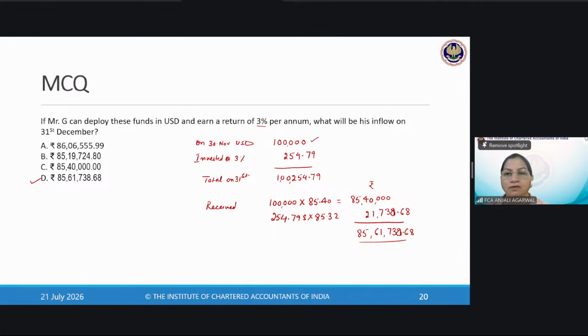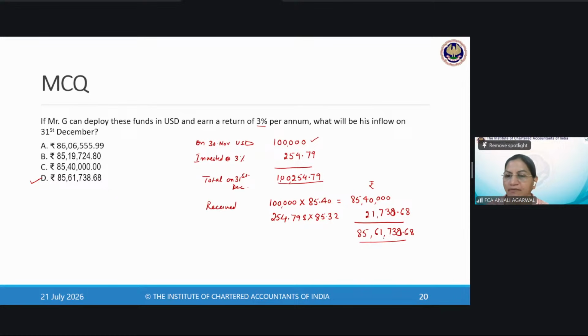He has received the dollars in US on 30th November and invested them there at 3%. So 254.79 was his interest, and his total inflow on 31st December would have been $100,000 or 1,254.79 dollars. For $100,000, he already has a forward contract at 85.40. But for the remaining interest portion, this he will sell in the spot at 85.32.